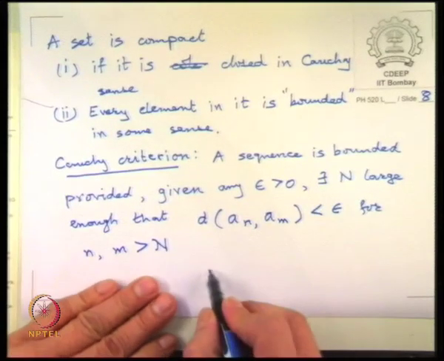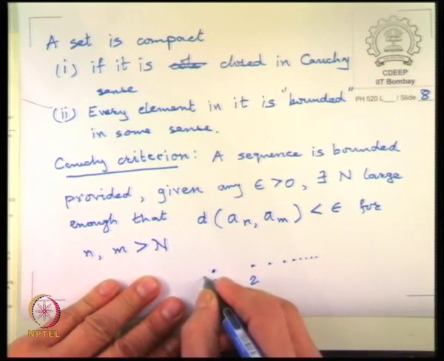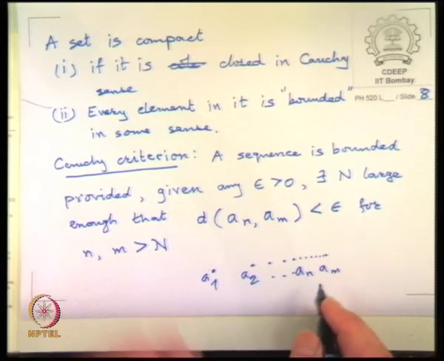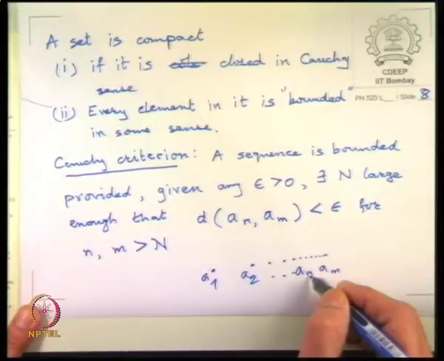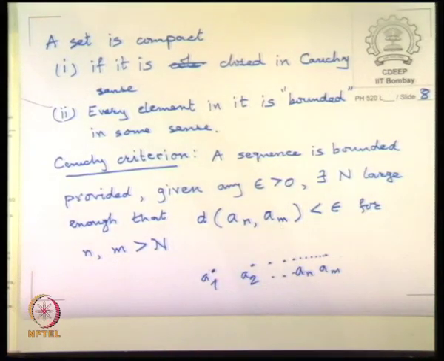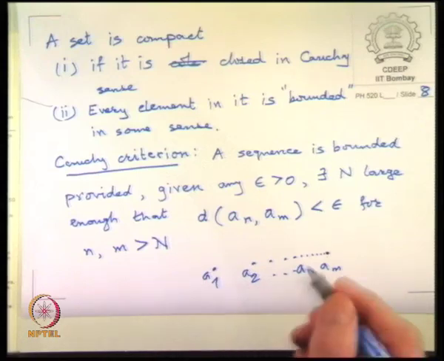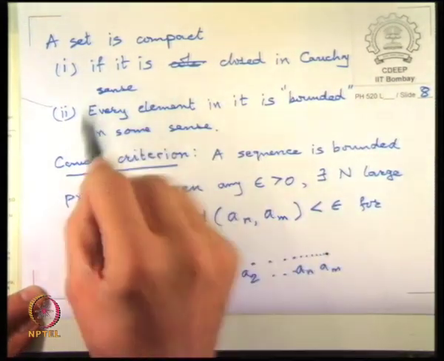So, does this make sense? Suppose I have a sequence which is going like this: a_1, a_2, a_3, a_n, a_m somewhere. The distance between any subsequent points is progressively getting smaller, necessarily getting smaller, that is what it means. So, you tell me any number as small as you like, I can always find an index value N big enough so that the points have got closer than that bound epsilon that you have supplied. So, such a sequence converges clearly at some point. That limit point may not be part of the sequence, but the limit point should be in the set. So, closed in Cauchy sense means that the limit point of the sequence should belong to the set.